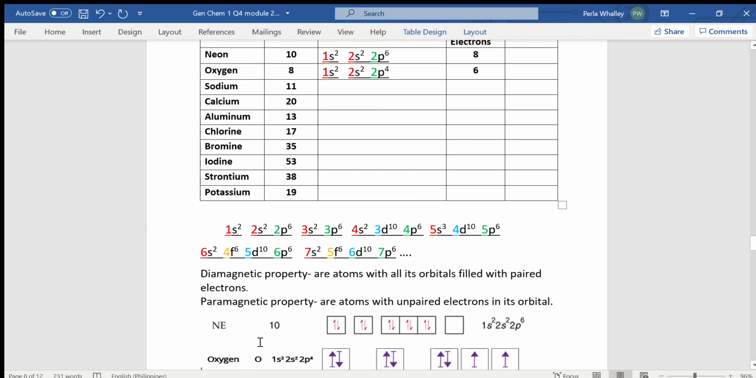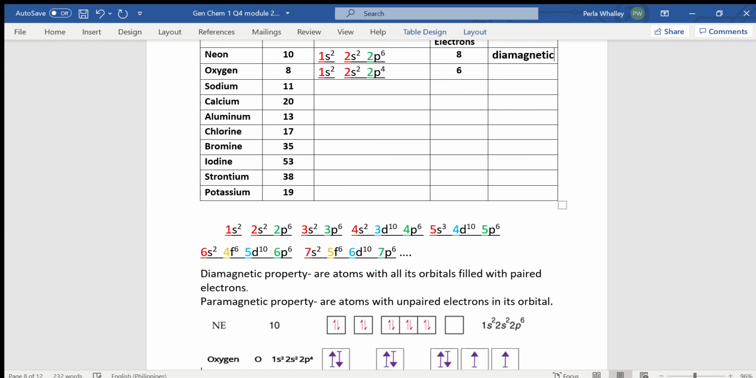Here, neon. This would be 1s2, 2s2, and this would be 2p6. There are only 3 orbitals for p, so there are 6 electrons, which means they are all paired. If it is paired, it is what? Diamagnetic. Okay. Then how about oxygen?